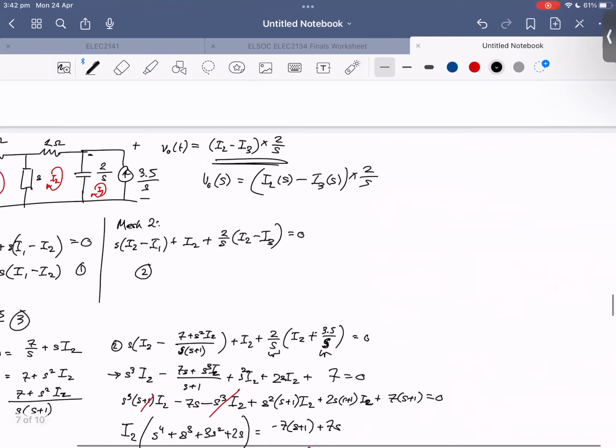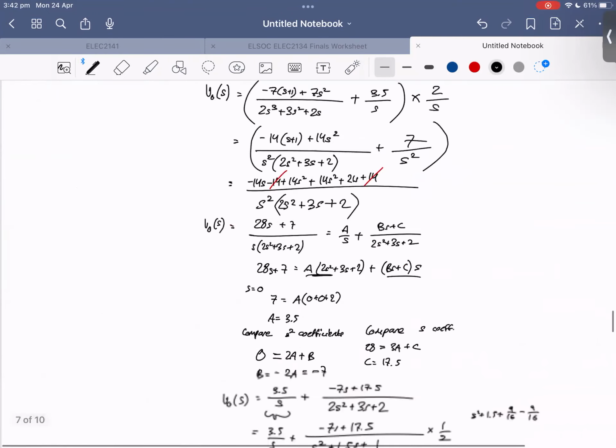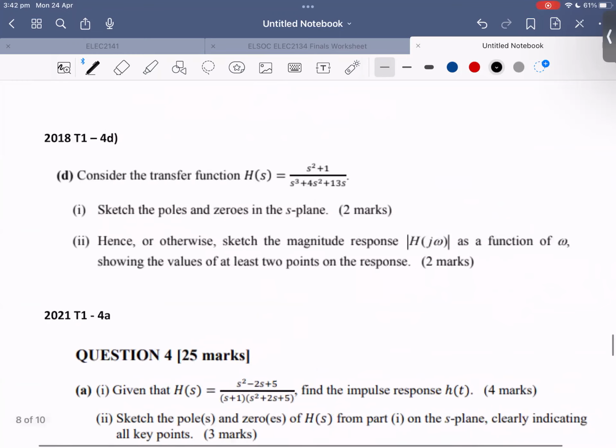How are we going for time? So we've got about 20 minutes left. What's next? Okay.